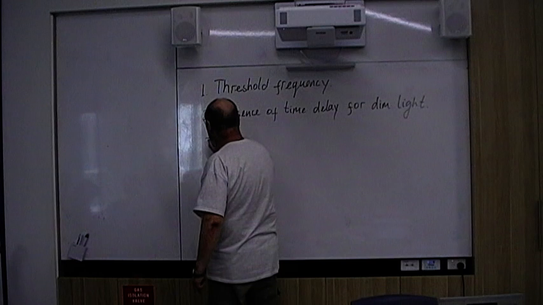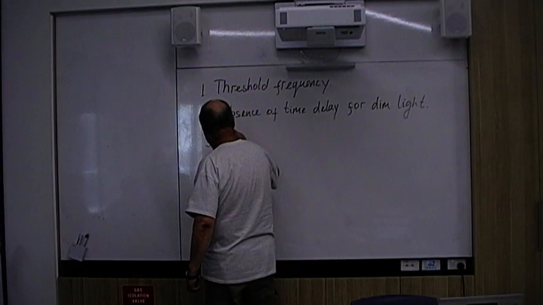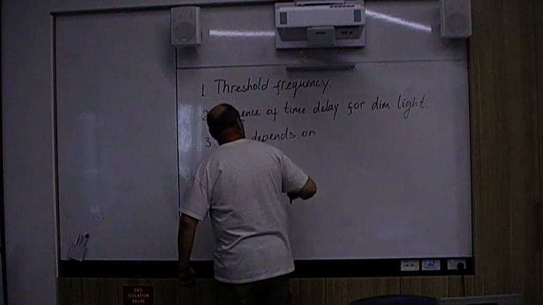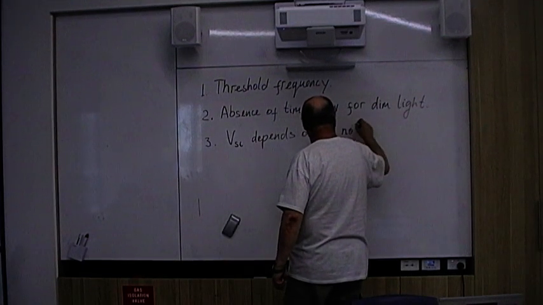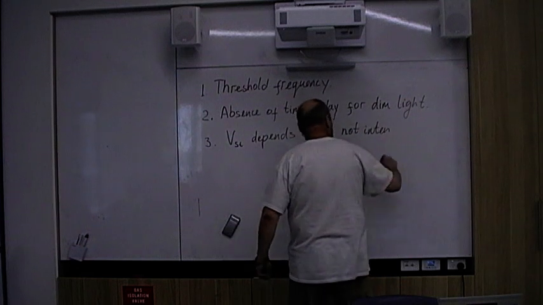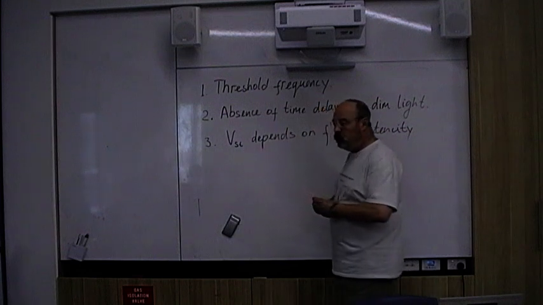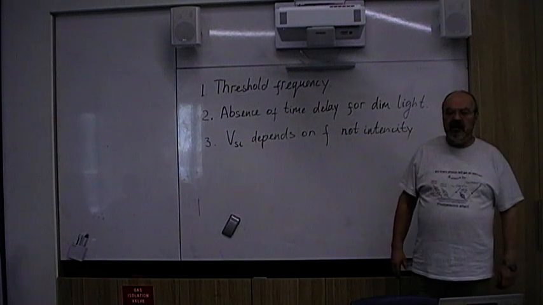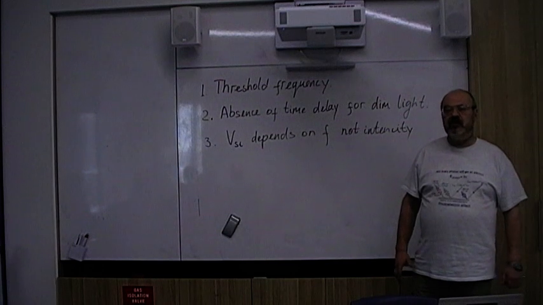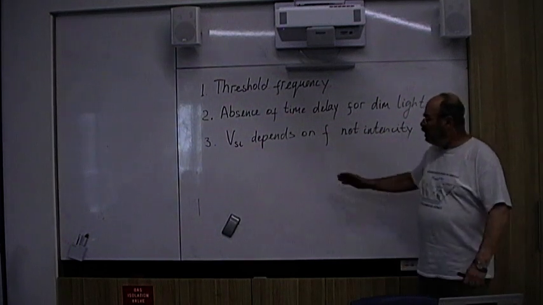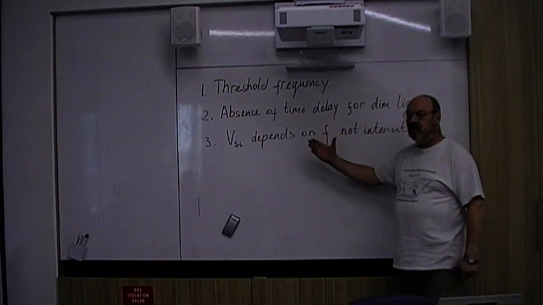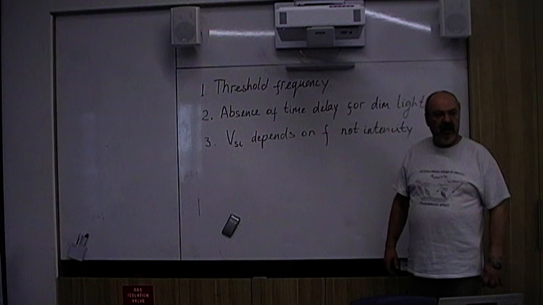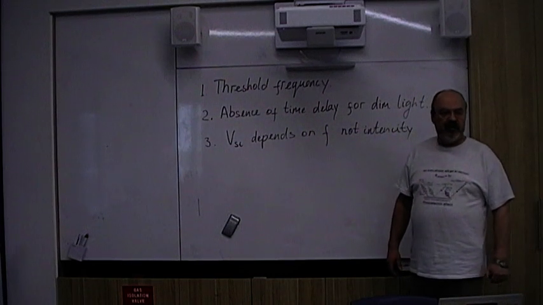And the third thing is that the stopping voltage depends on the frequency of the light, not intensity. So it doesn't matter how we change the intensity of light, it's not affecting the voltage that is needed to stop electrons from getting through. But if you change frequency, it changes the stopping voltage. So those three things cannot be explained with the wave theory of light.